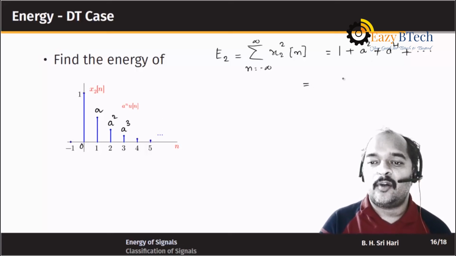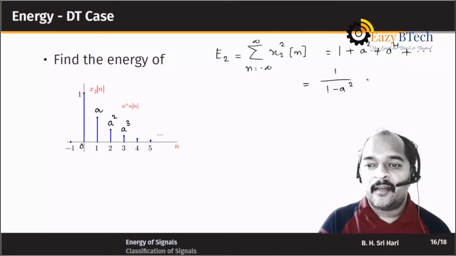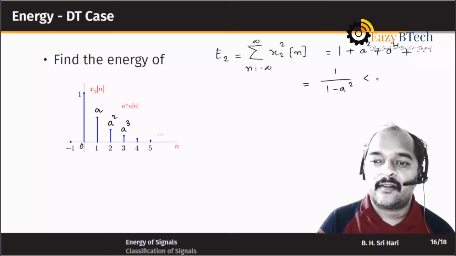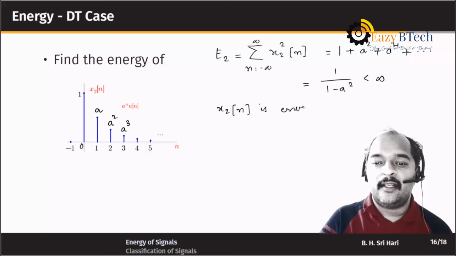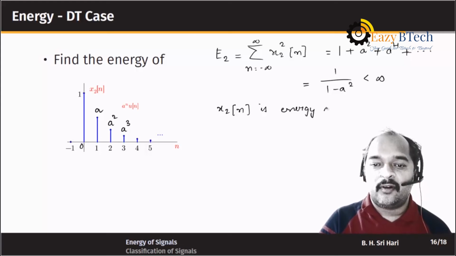So this is a geometric progression, and we can easily see that it is nothing but 1 by 1 minus a square, because a is a finite number. 1 by 1 minus a square is also a finite number, and hence what do we say? Our signal x2 of n is an energy signal.